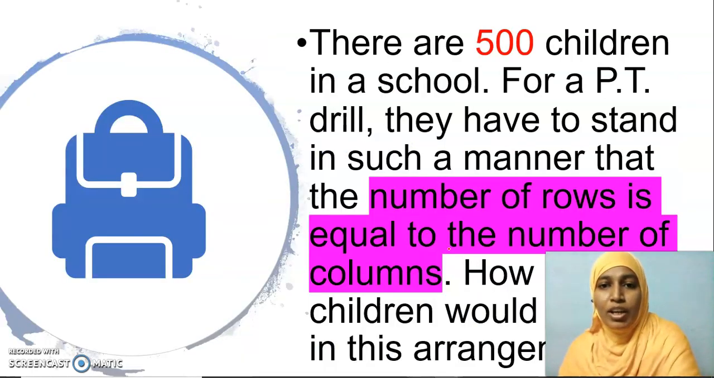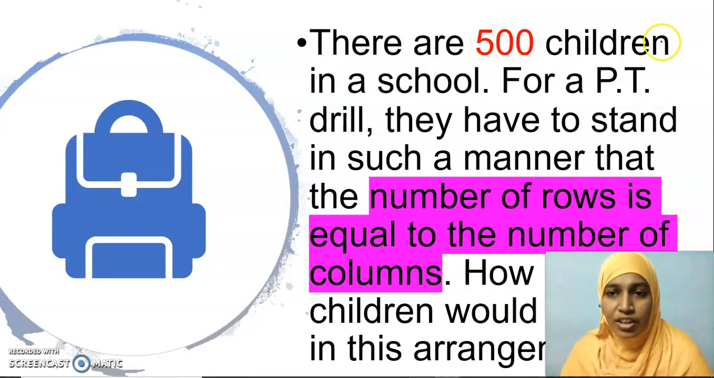Okay. Now here is one more example. There are 500 children in a school.